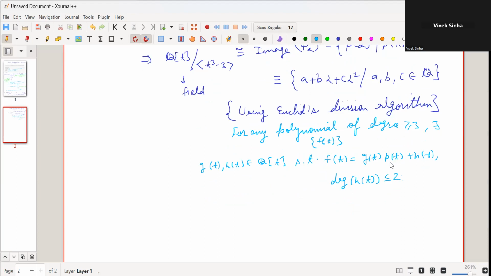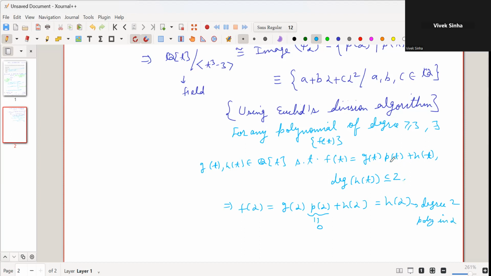So this is what the division algorithm says: the degree of h has to be strictly less than the degree of P(t), and the degree of P(t) is 3, so it has to be less than or equal to 2. So this implies that f of alpha is g of alpha times P of alpha plus h of alpha. Now P of alpha is 0, because alpha is the root of P. So this is nothing but h of alpha, which is a degree 2 polynomial in alpha. That's how we are getting it.